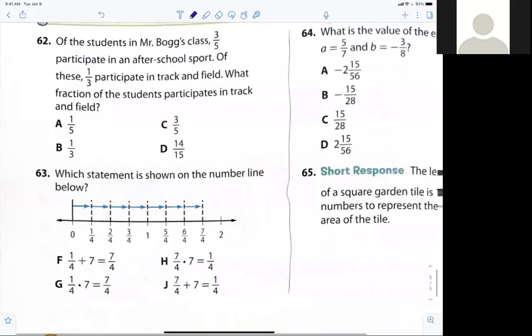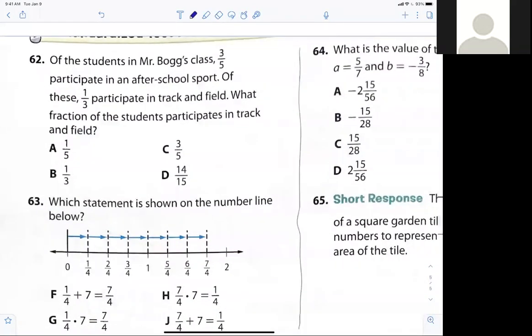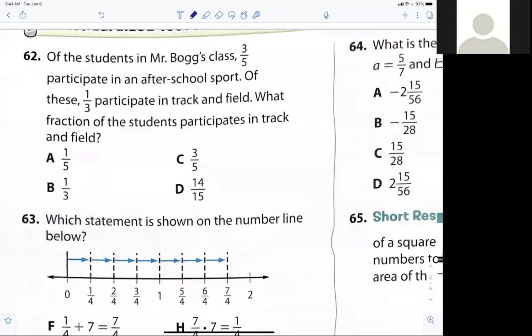Go ahead, I want you to read number 62. I'm listening to Mr. Robbins' class, first place for the thing and after school sports. Of these, 1/3 participate in track and field. What fraction of the students participates in track and field? Okay, now this is tricky. These are the kind of ERB questions that we're talking about. So now everyone should think to themselves, what section are we working on? What are we working on right now?